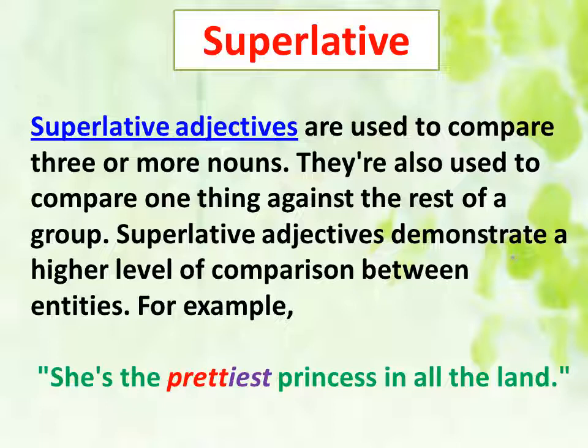For example, she is the prettiest princess in all the land. She is the prettiest princess in all the land. This is just an example. Let's study the rules.